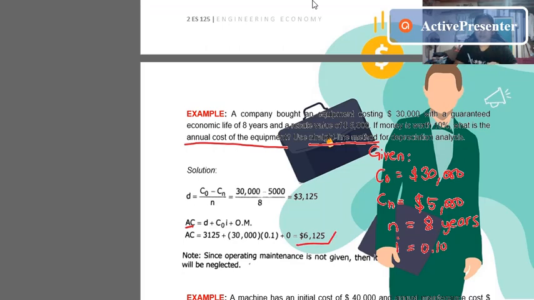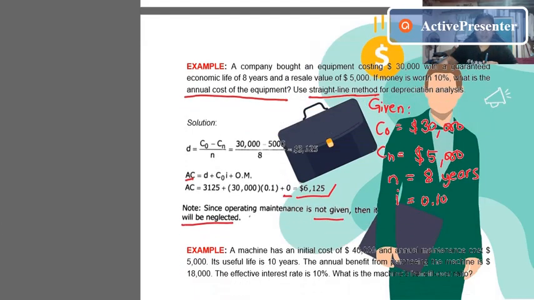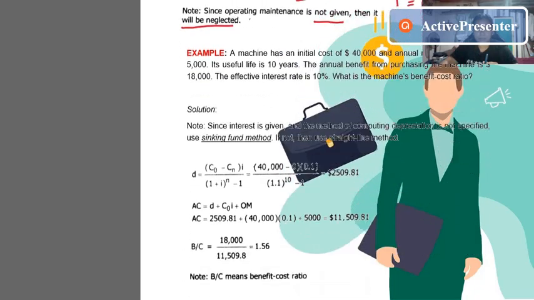You might wonder why it is 0. So take note that if the operating maintenance cost is not given, then it will be neglected. That's why plus 0. So let's proceed to another example of annual cost.